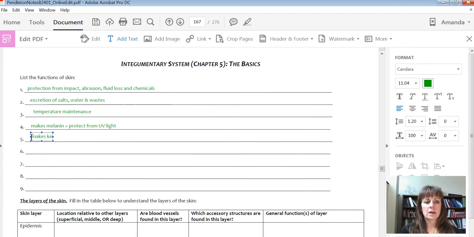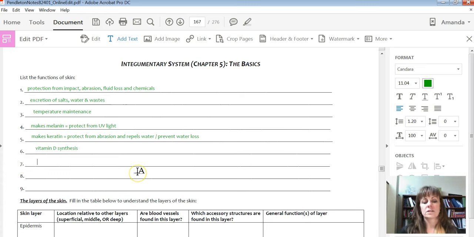It's going to also make keratin, and that is going to protect from abrasion and repel water. Okay, and it's also going to prevent water loss. So it's kind of the waterproofing of the skin. It's a barrier that doesn't easily allow water in or out across the skin. Vitamin D synthesis. This is going to be really important.